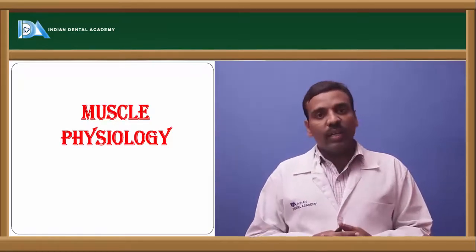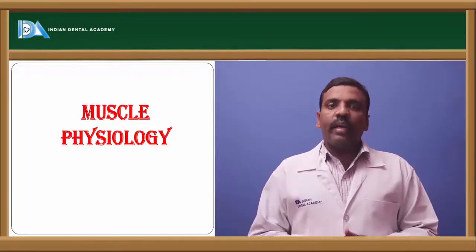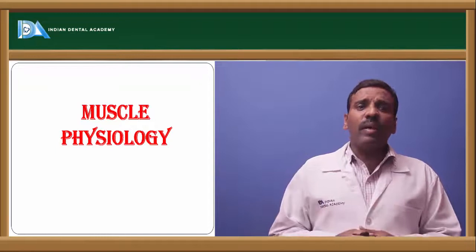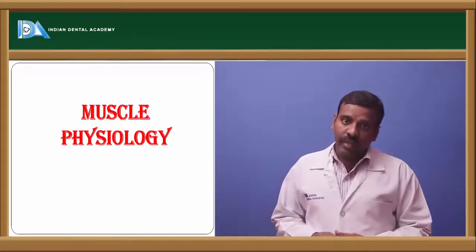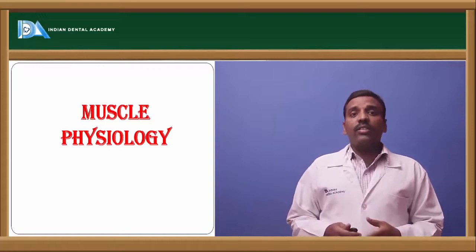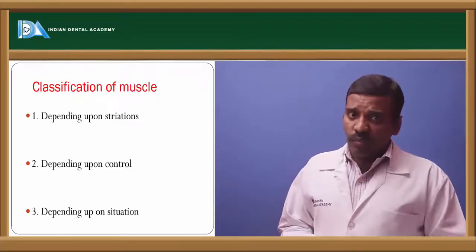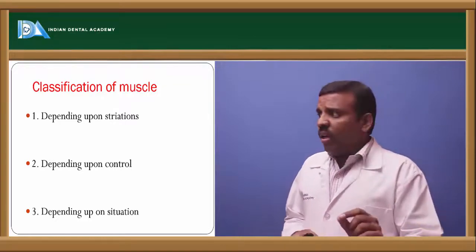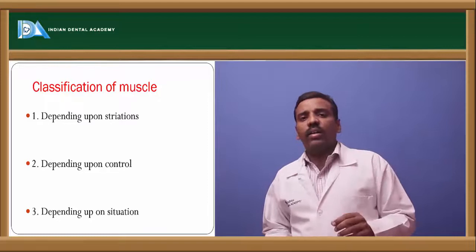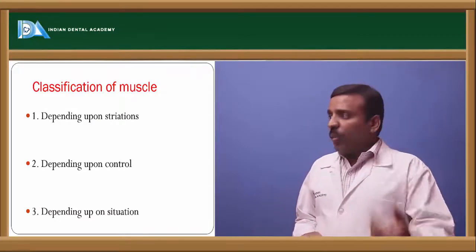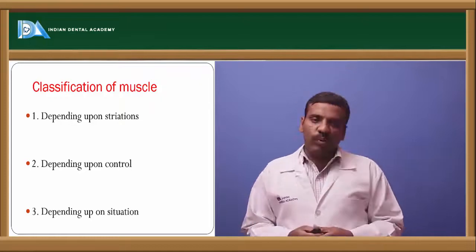The muscle is one of the important organs, which works for movement, flexibility, excitability, and contractility. The muscle takes about 60 to 70% of the total body weight, and it is divided into three types. One depends upon the striations, the second depends upon the control of movement, and the third depends upon the situation.